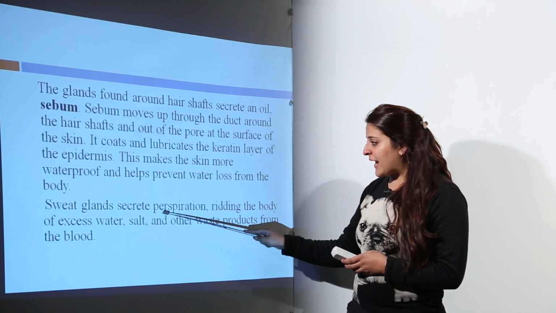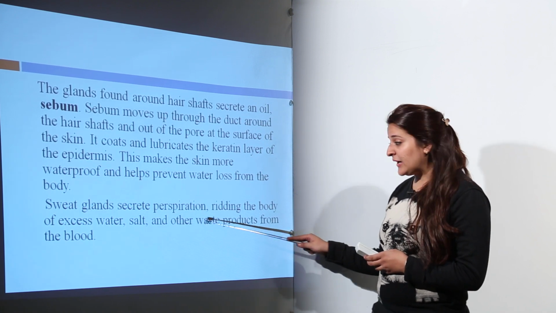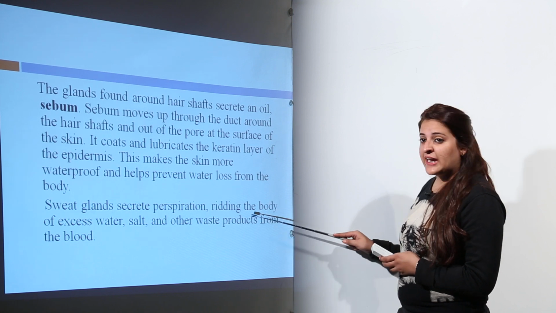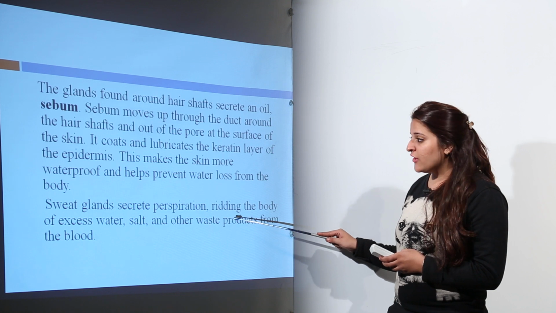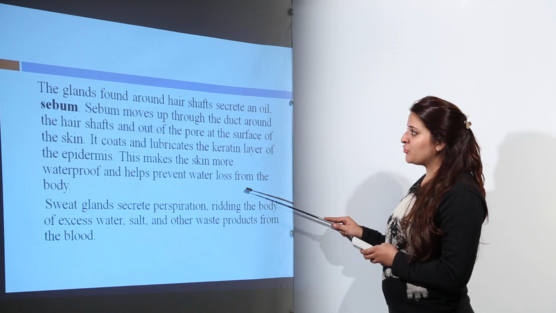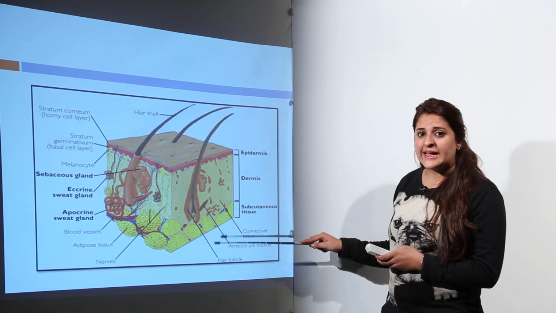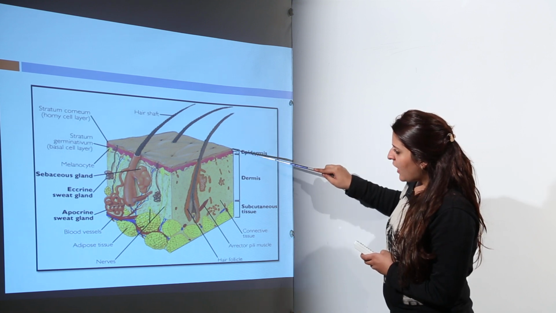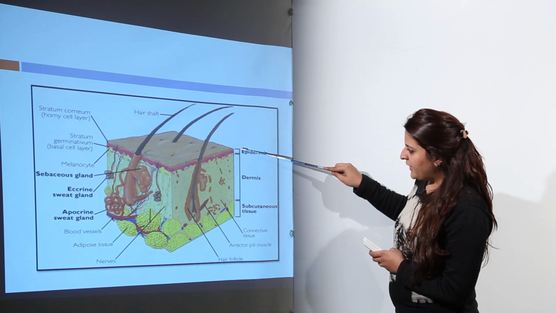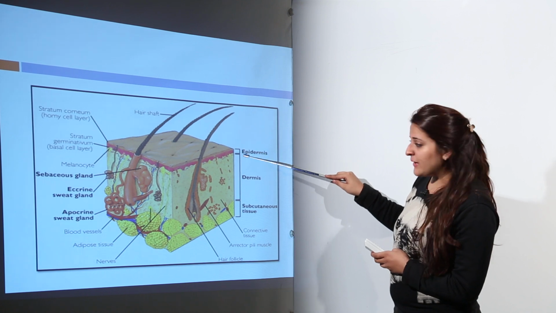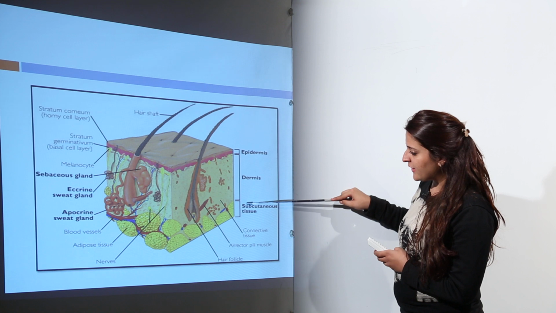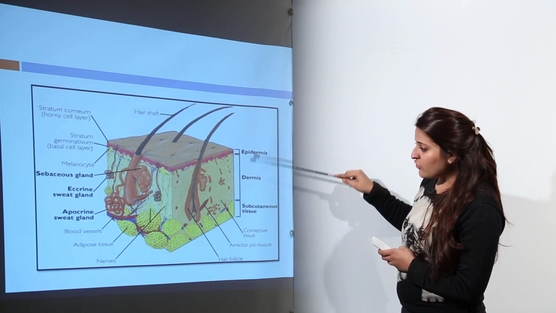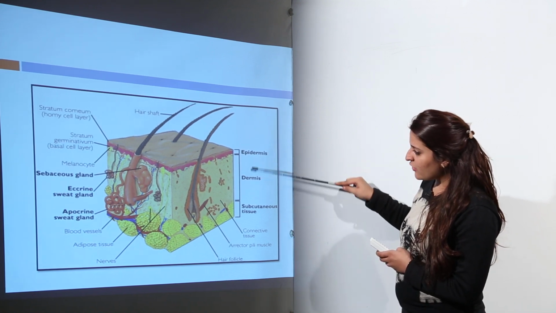There are some sweat glands which secrete sweat, so that the body can get rid of excess salt, excess water and other waste products from the blood. So this is what sweat glands are known to do. So this is a complete diagram. This is the outermost layer, which is the epidermis. Below the epidermis you will see a middle layer, which is the dermis, and then you have the subcutaneous tissue or subcutaneous layer. So these are the three main layers of the skin.